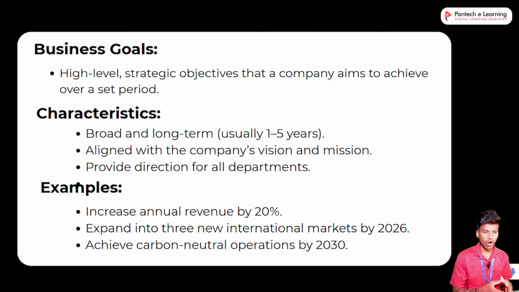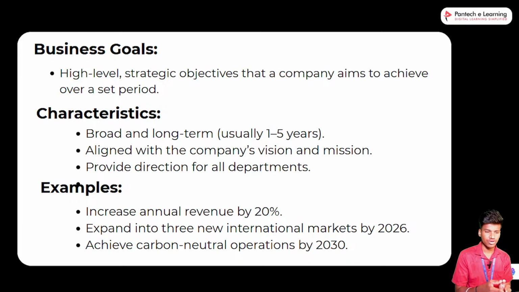The characteristics are broad and long term. So based on the company, it is fixed with some long time. In our personal life, we can fix something short term and long term too, right? The next one: align with the company's vision and mission and provide direction for all departments. The target will be common for the entire team of the company because everyone will work for that and achieve the goal. An example: increase annual revenue by 20%, expand into 3 new international markets, and achieve carbon neutral operations by 2030. These are all target fixing.